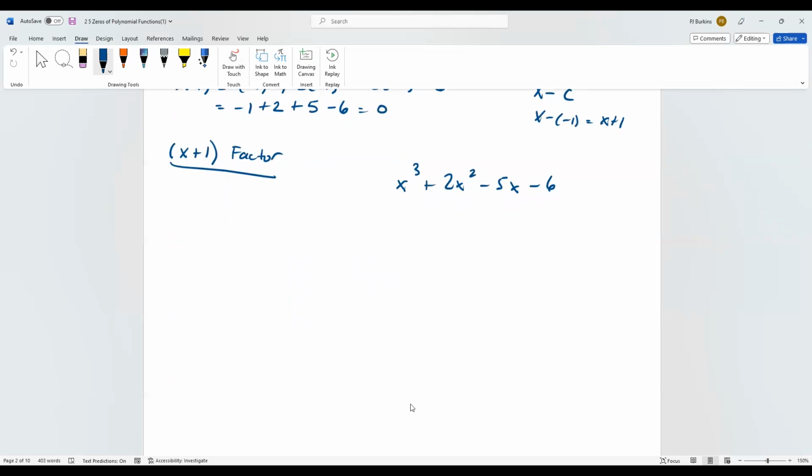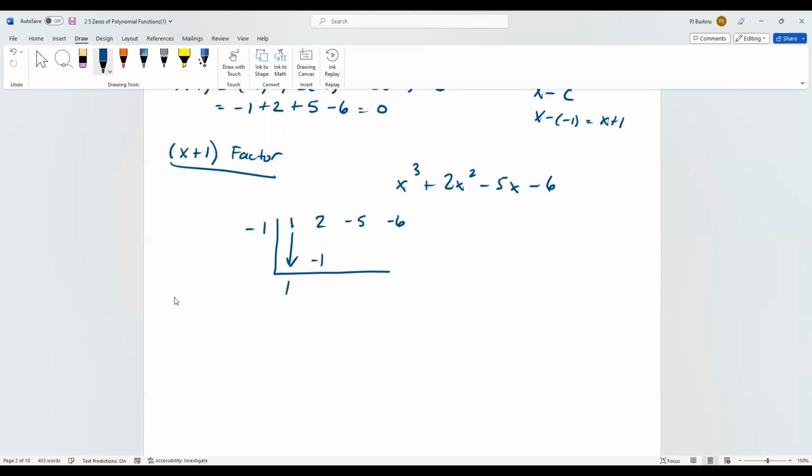All right, I'm guessing you guys would all like to do synthetic. We can because the leading coefficient's a 1. Remember, that's not the case otherwise. Okay, so taking all of the coefficients, we have 1, 2, -5, -6. And here we have our value of c, which was -1. So we bring this down, multiply. So -1 times 1 is -1.